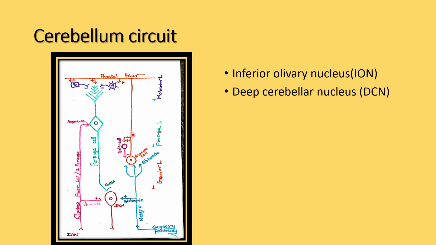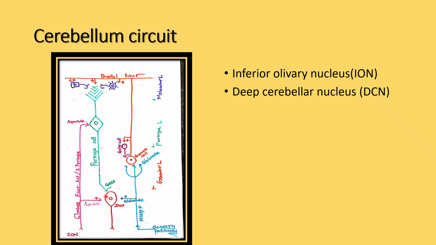So the Golgi cell also inhibits the granule cells. Granule cells, through parallel fibers, stimulate the Purkinje cell. The Purkinje cell inhibits the deep cerebellar nuclei. Parallel fibers also stimulate the stellate cell and basket cell. Both the stellate and basket cells inhibit the Purkinje cells. So finally, the Purkinje cell inhibits the deep cerebellar nuclei through the inhibitory neurotransmitter GABA.